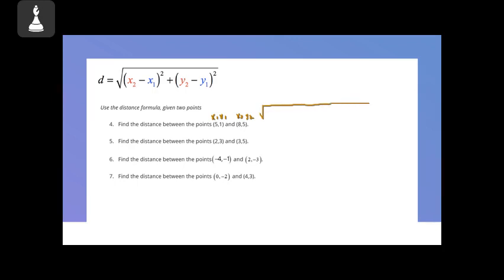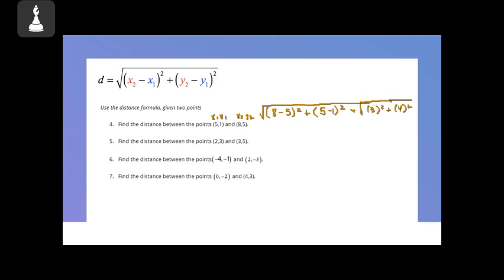Square root of x2, 8 minus x1, 5, quantity squared, plus y2 minus y1, so 5 minus 1, quantity squared. Well, if we do that, 8 minus 5 is 3. 3 squared plus 5 minus 1 is 4 squared.